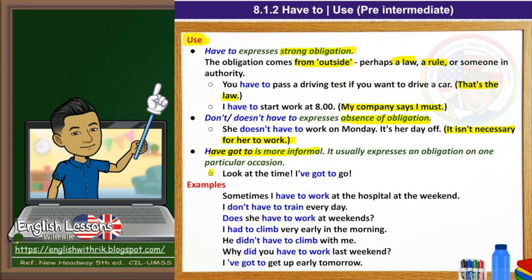Here are some more examples. Sometimes I have to work at the hospital at the weekend. I don't have to train every day. Does she have to work at weekends? I had to climb very early in the morning. He didn't have to climb with me. Why did you have to work last weekend? I've got to get up early tomorrow.